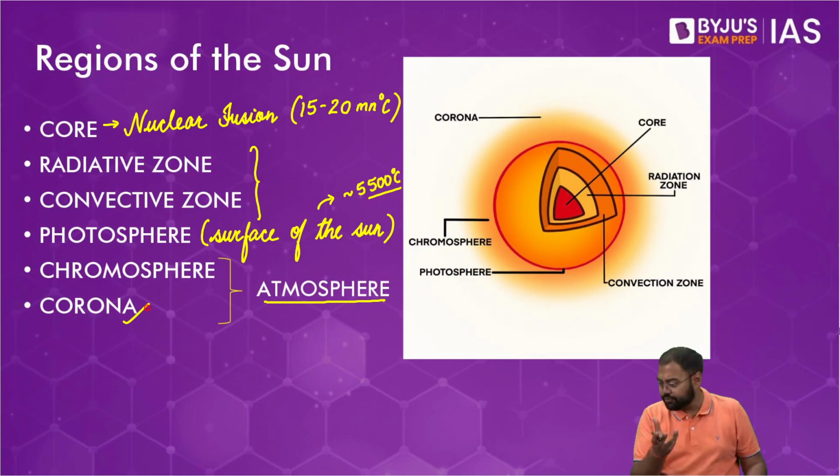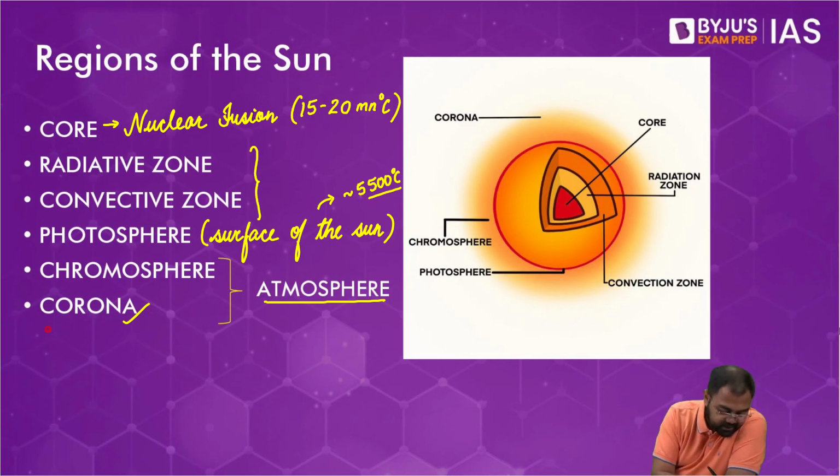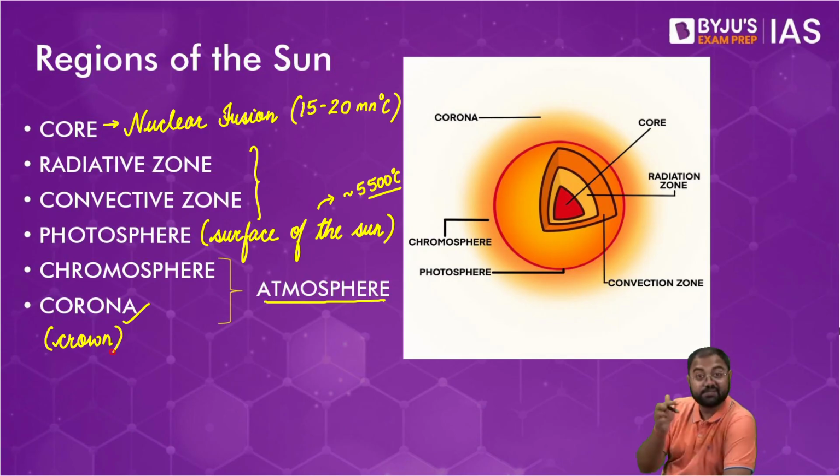What is the meaning of corona? Anyone who knows it? What is the meaning of corona? The term corona, do you know that? Yes, crown, correct. So corona means crown. So during eclipse, it looks like the crown of the sun. So that is why the name corona has been given to the outermost part of the sun. So this reddish ring that you see is nothing but the atmosphere of the sun.